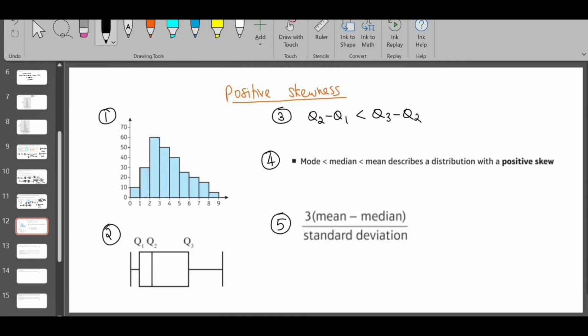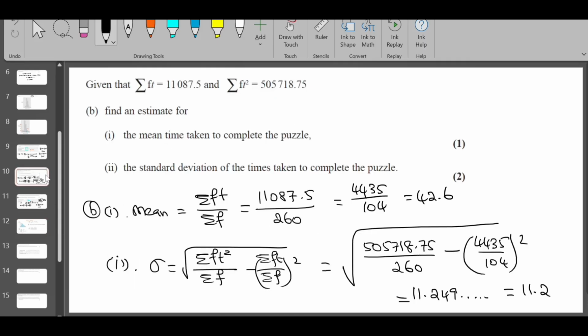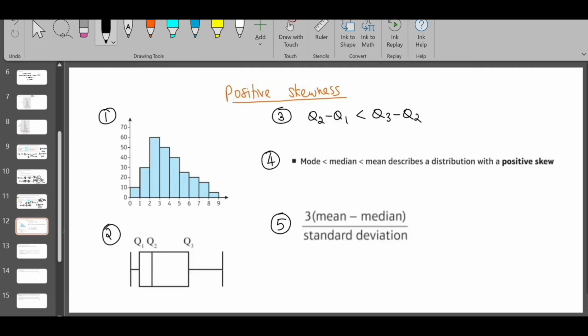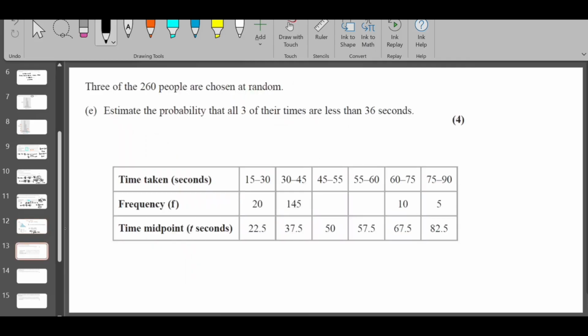Okay. Now in this question, we have the mean here, 42.6. We have the median here, 41.4. So you can write median is smaller than mean, therefore positive skew. That's all. Part E now.